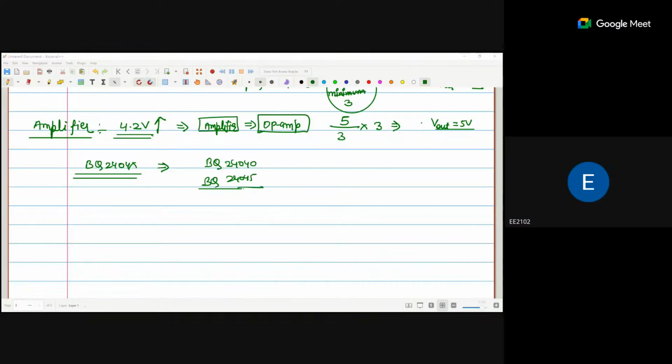With respect to every device, every battery, we have a separate charging module, because charge balancing is mainly important in lithium polymer. If charge balancing is not there, there is a chance that your battery will fail. So this BQ24040 is the LiPo battery charger.